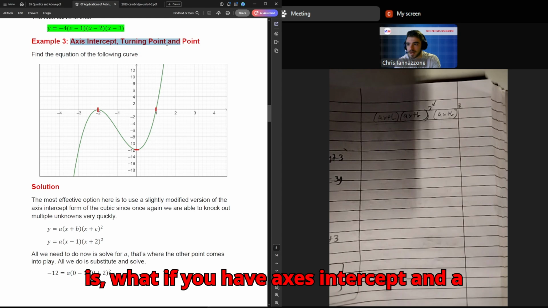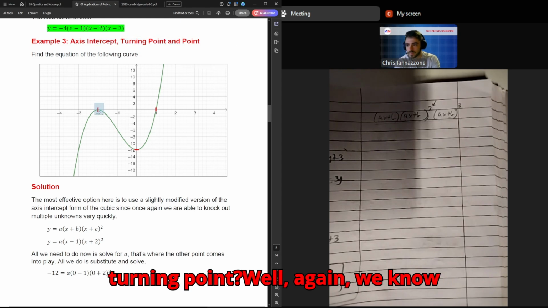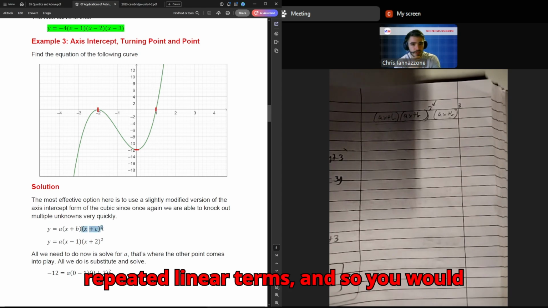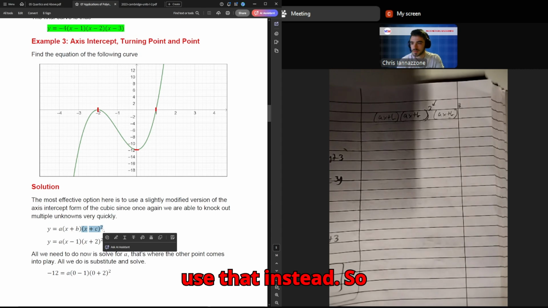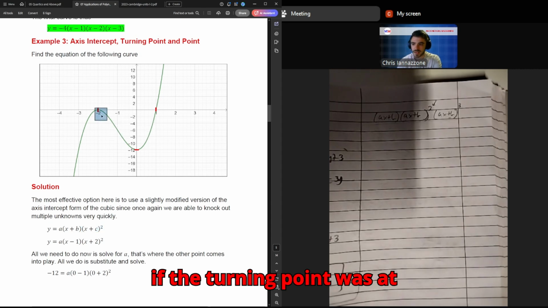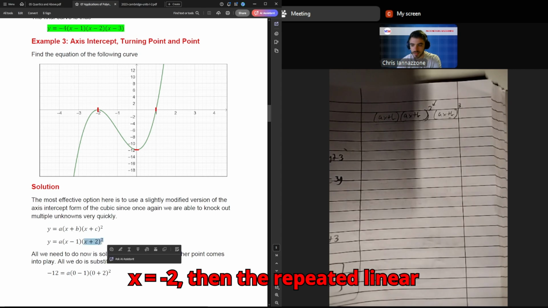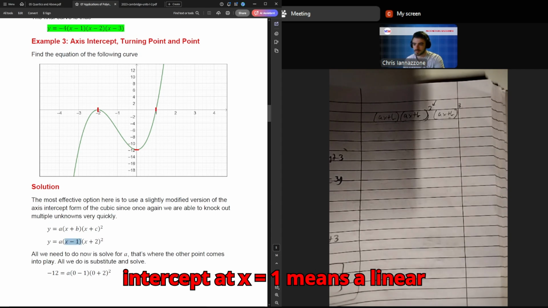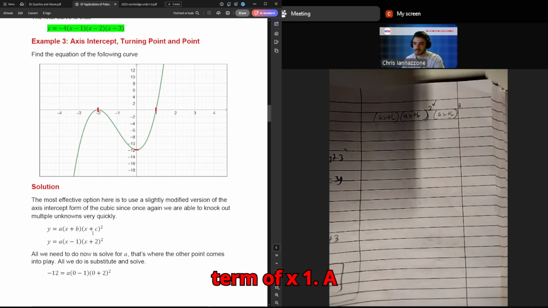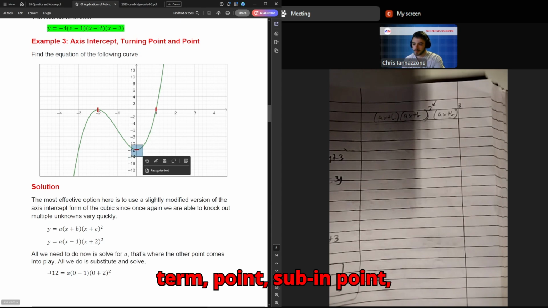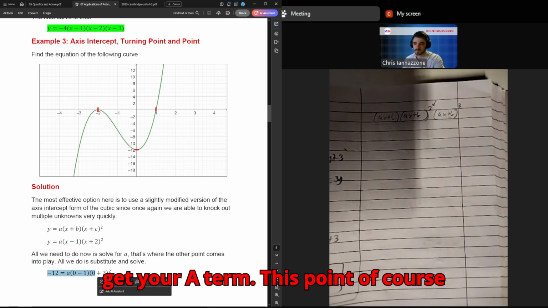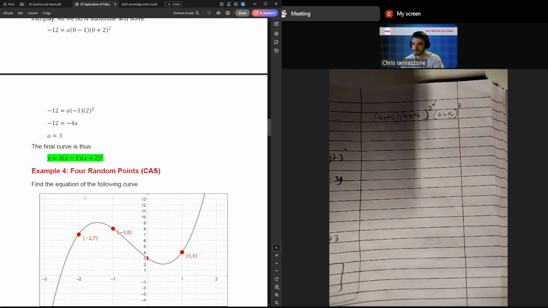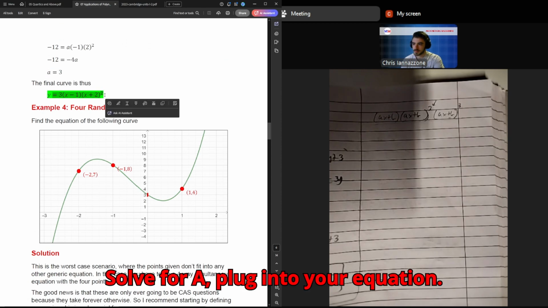One is, what if you have an axis intercept and a turning point? Well, again, we know turning points on the x-axis are those repeated linear terms, and so you would use that instead. So if the turning point was at x equals negative 2, then the repeated linear should be x plus 2. An axis intercept at x equals 1 means a linear term of x minus 1. A term, point, sub in the point, get your a term. This point, of course, being the y-intercept, so x equals 0, y equals negative 12. Solve for a, plug into your equation.